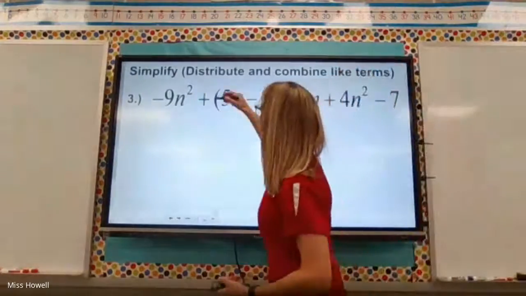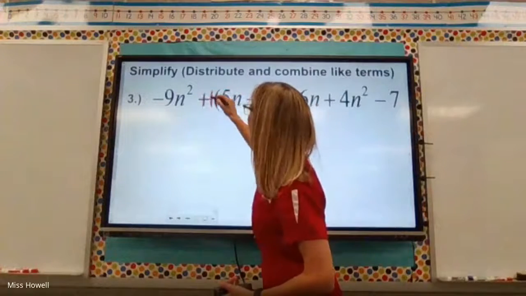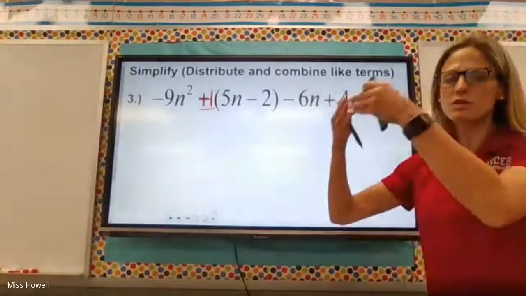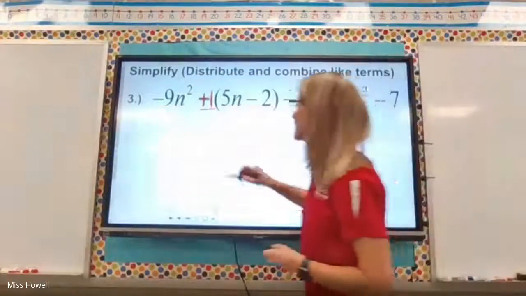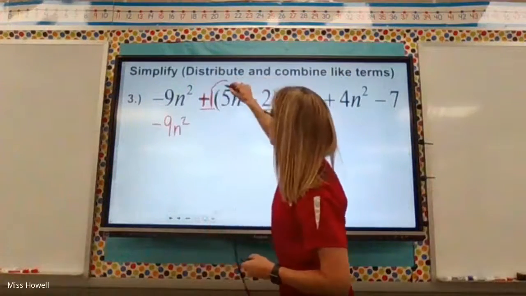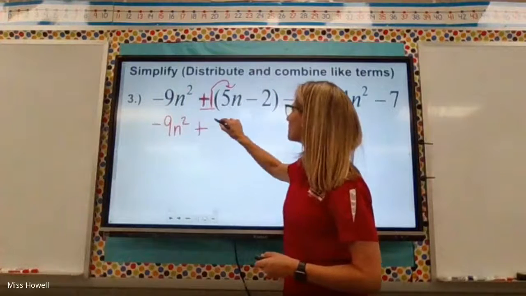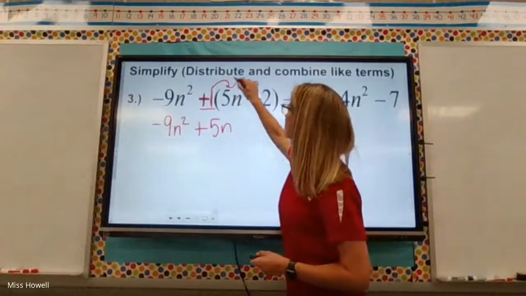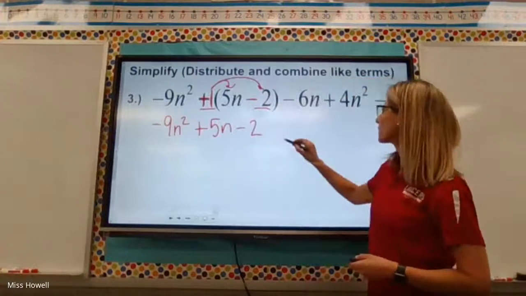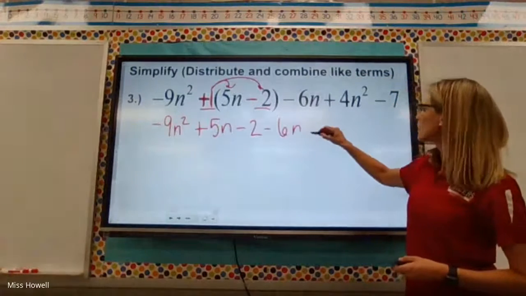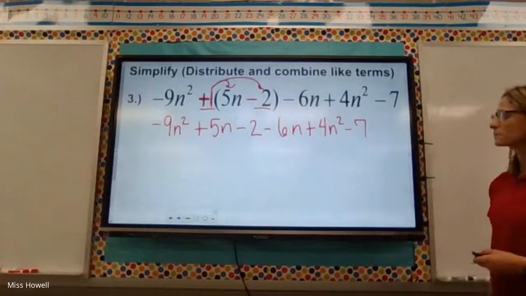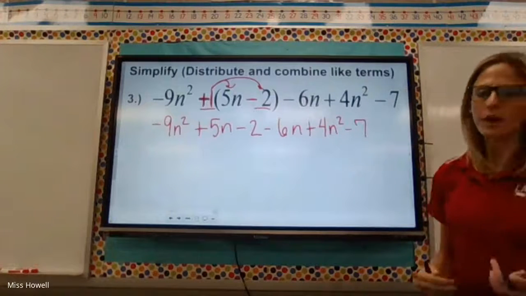All right, again, no number out here. So in this case, it's this positive 1 that's hidden there. That's the thing we have to distribute to the 2 items on the inside. So we have a negative 9n squared here. Positive 1 times 5n would still be positive 5n. And positive 1 times this negative 2 would still be a minus 2 or negative 2. Bring down minus 6n plus 4n squared and minus 7. All right, we've started the simplifying process.